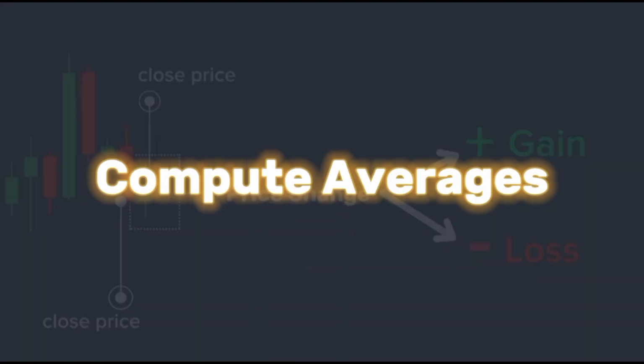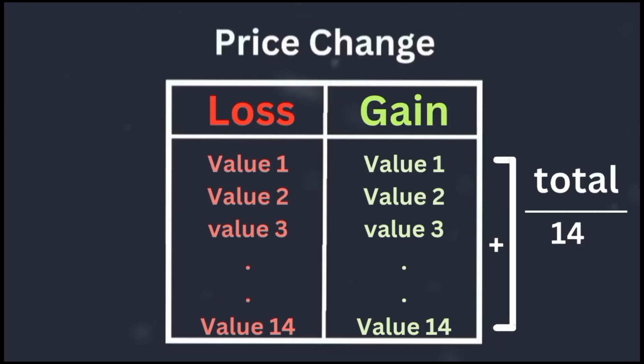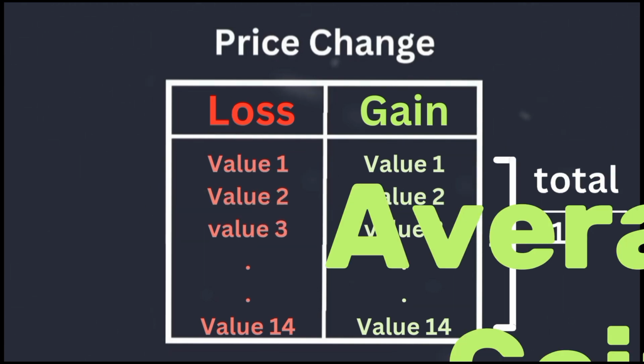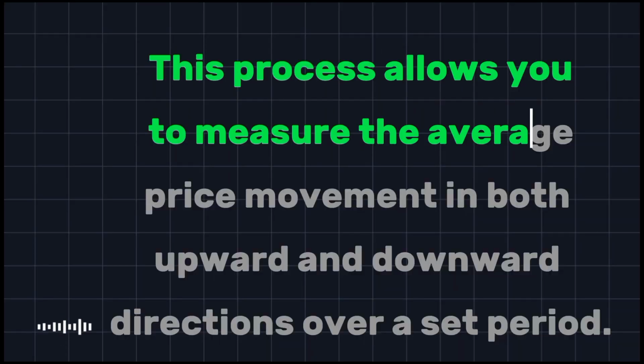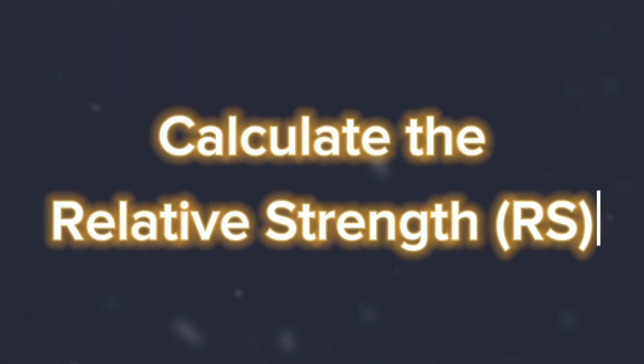Compute averages. Add up all the values in the gains column over the last 14 days, and divide the total by 14 to find the average gain. Similarly, add up the values in the losses column over the same period and divide the total by 14 to find the average loss. This process allows you to measure the average price movement in both upward and downward directions over a set period.